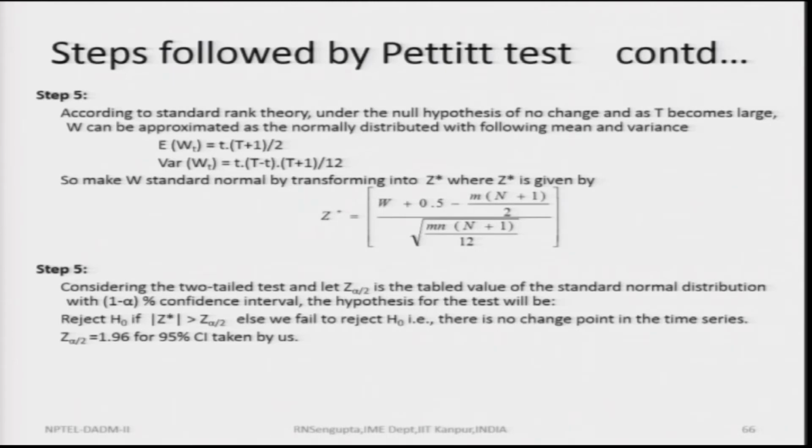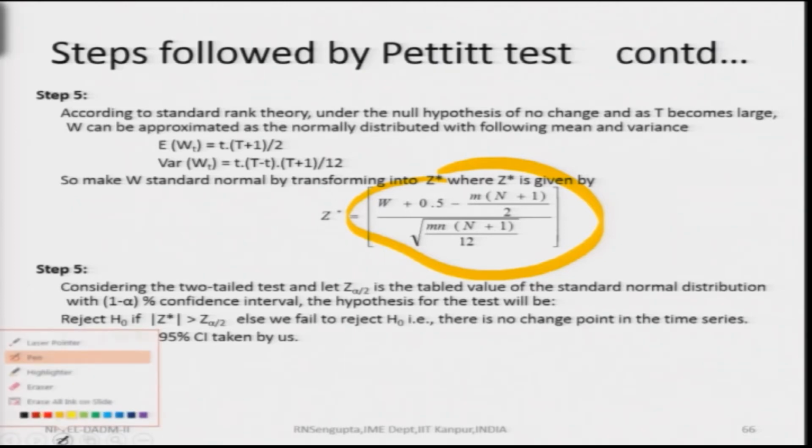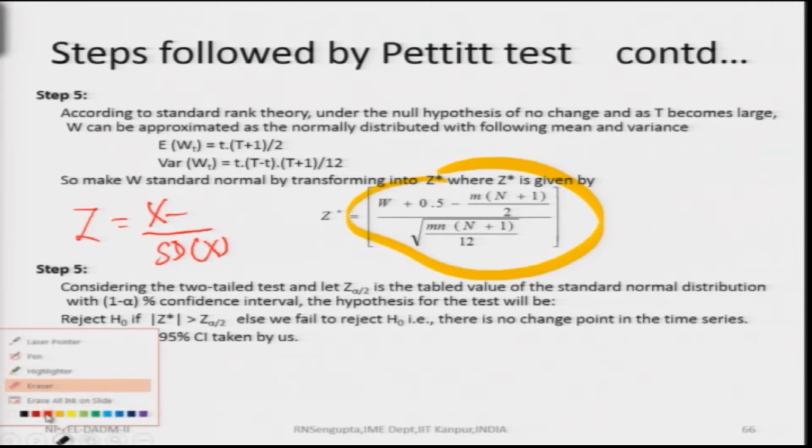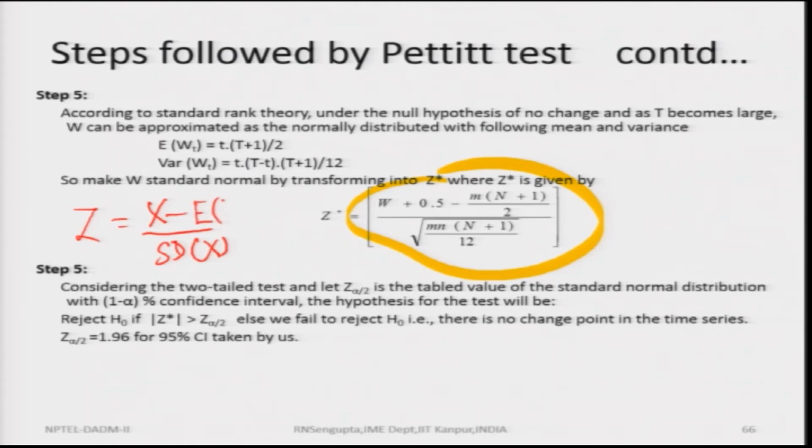In step 5, according to the standard rank theory, under the null hypothesis we consider there is no change, and as T becomes large, we can approximate using the normal transformation. So, here is the normal transformation, with the expected value and the variance. It is exactly the same way as in the z test, where you do x minus mu divided by the standard deviation of x. I think I should write it like this, so it is easier. This is the expected value of x. We are using the concept of the central limit theorem, not the exact central limit theorem, but its concept would be utilized.